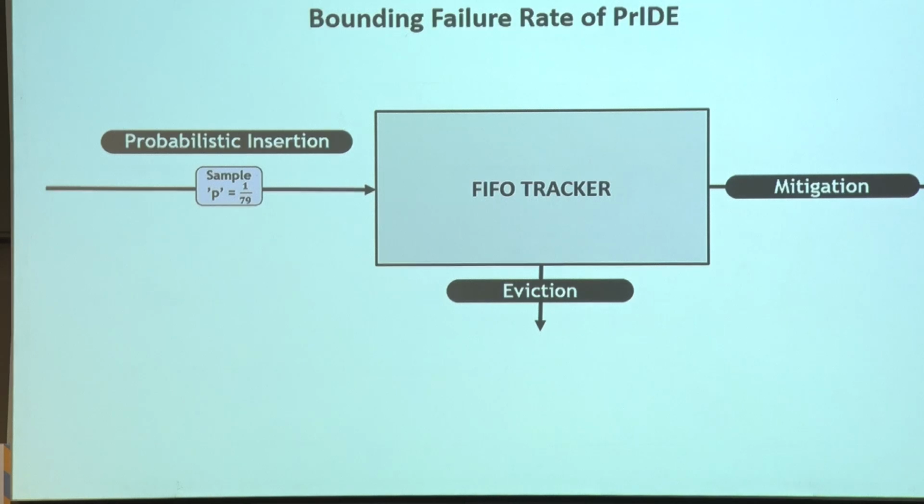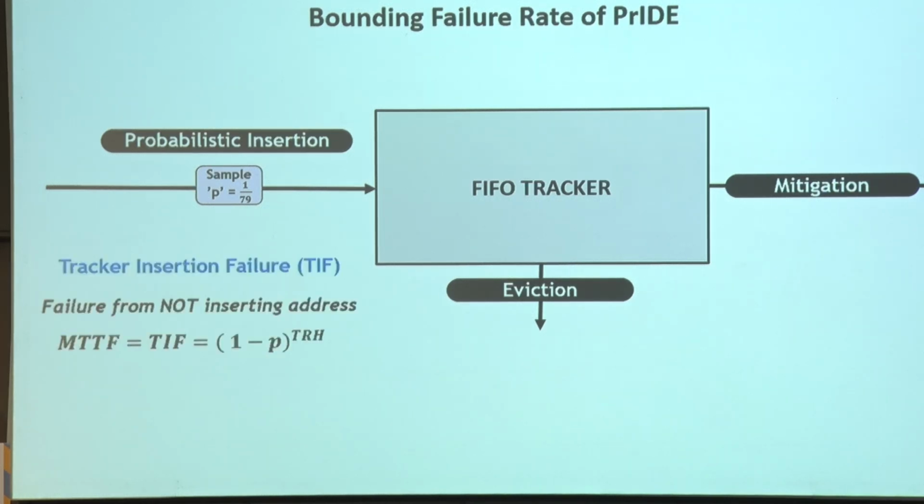So there you have it. That's PRIDE. This is an In-DRAM tracker that should be secure against any arbitrary access pattern. So let's go about trying to bound the failure rate of PRIDE. Recall, the first failure is due to insertion.